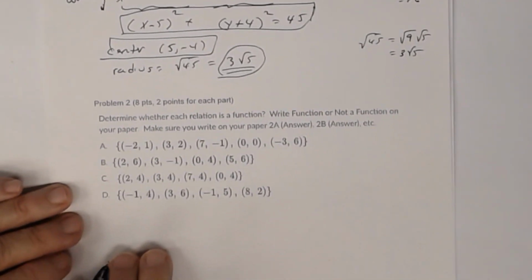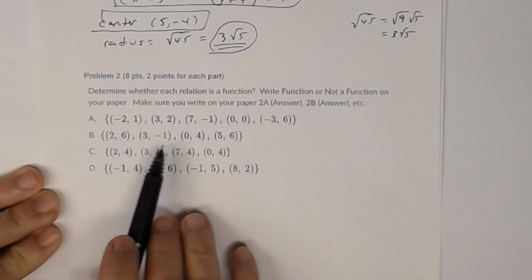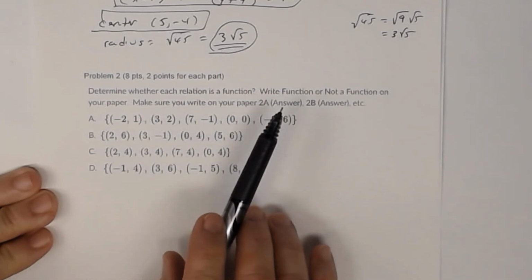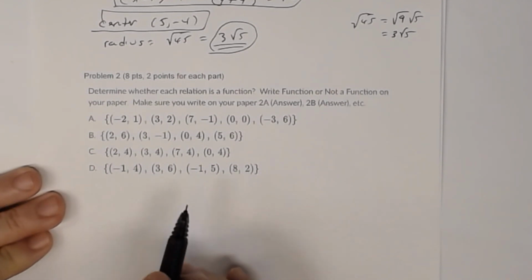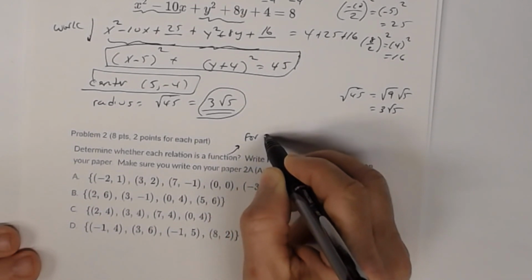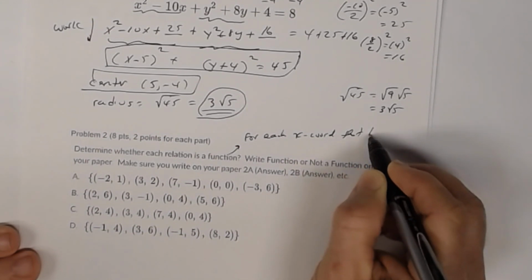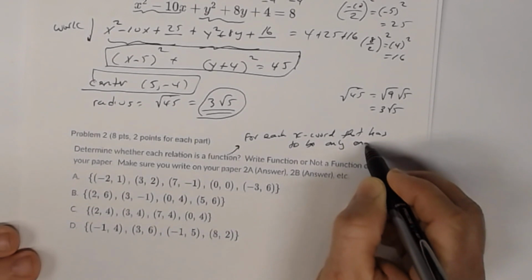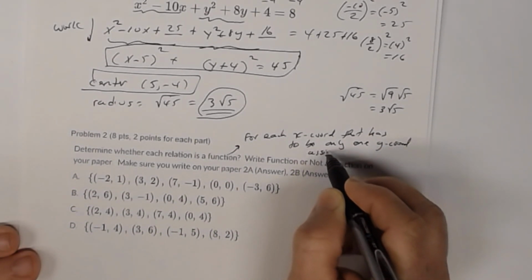Now in problem 2, you're given this. It says determine whether each relation is a function. You're given 4 relations here, and remember, a relation is a set of ordered pairs, and you want to determine whether each relation is a function or not. And so remember the definition of a function: for each x coordinate, there has to be only one y coordinate assigned to it.